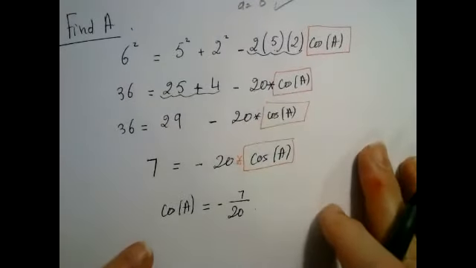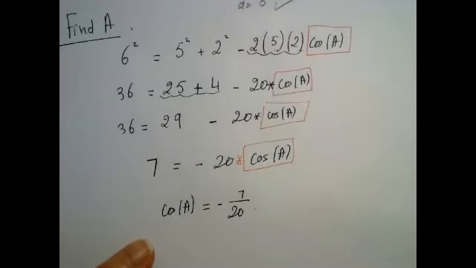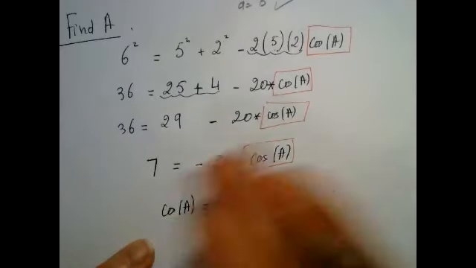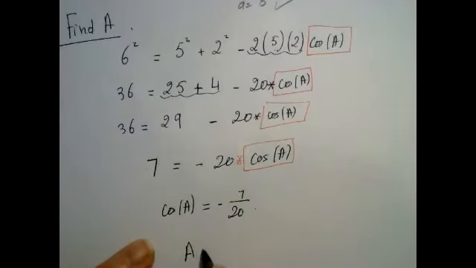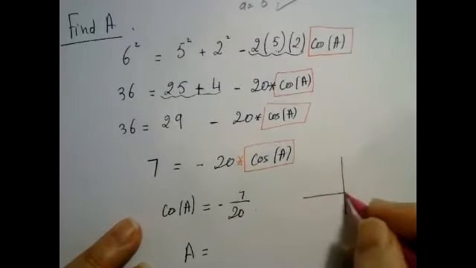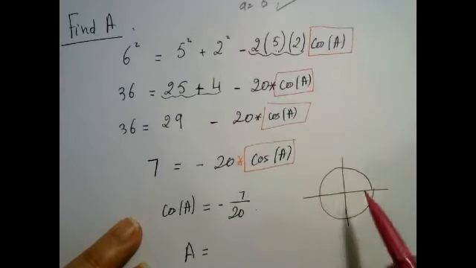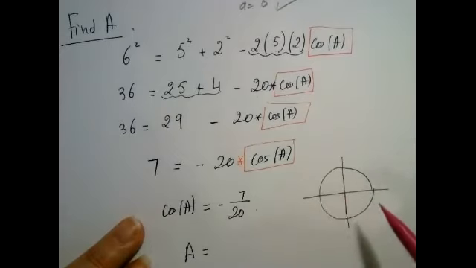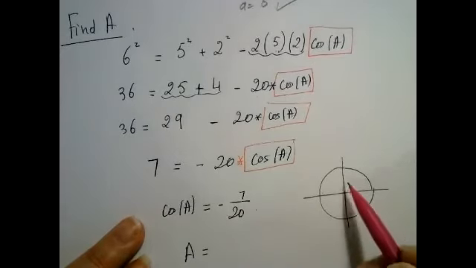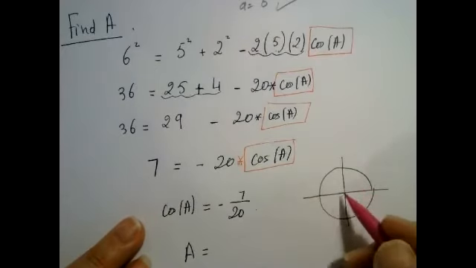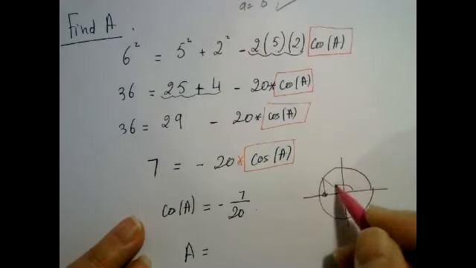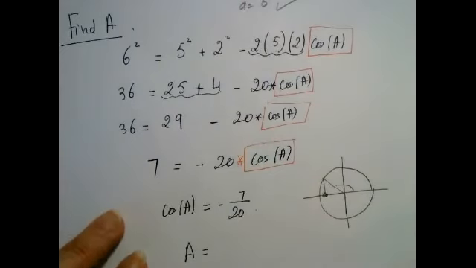You should have your calculator in this class. It doesn't work otherwise, because you can't know what A is. Now, before I ask you what A is, in which quadrant should A be if the cosine is negative? In which quadrant, 1 or 2? 2. So A should be more than 90 degrees, somewhere in here, because that's negative.